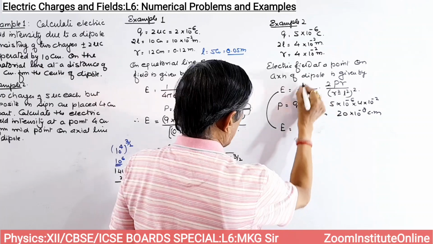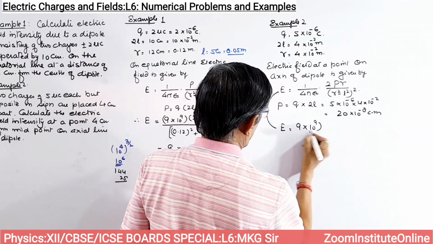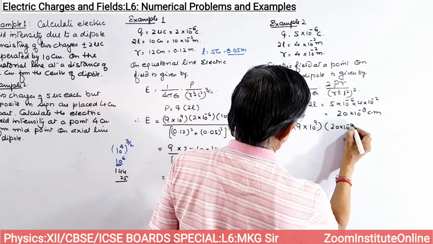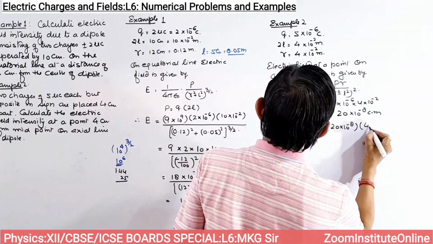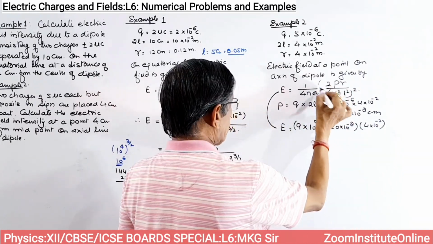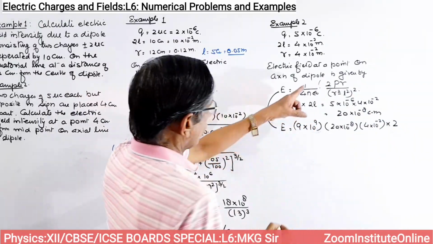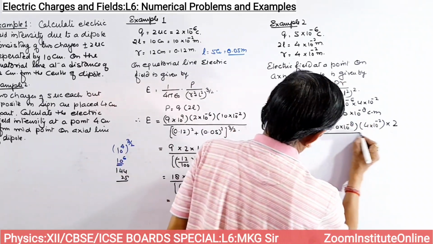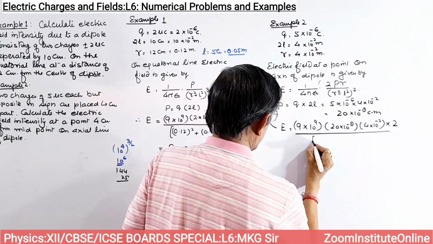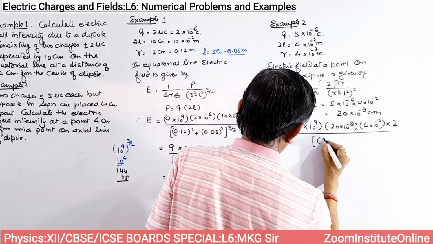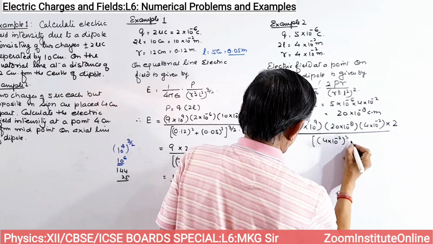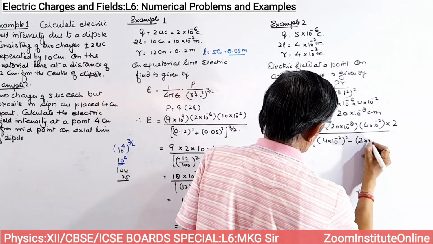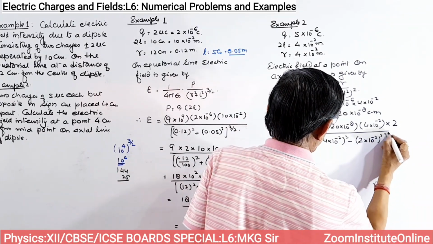E is equal to 1 upon 4 pi epsilon naught, 9 into 10 to the power 9, times P. The value of P is 20 into 10 to the power minus 8. What is R? R is equal to 4 into 10 to the power minus 2, and this is 12 more. So that is 1 upon 4 pi epsilon naught, this is the value of P, this is the value of R, upon R square minus L square. R is 4 into 10 to the power minus 2, so 4 into 10 to the power minus 2 squared minus L square. L will be equal to 2 into 10 to the power minus 2, and the whole square.